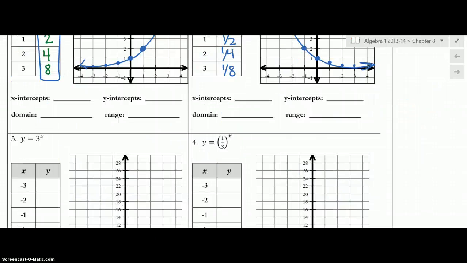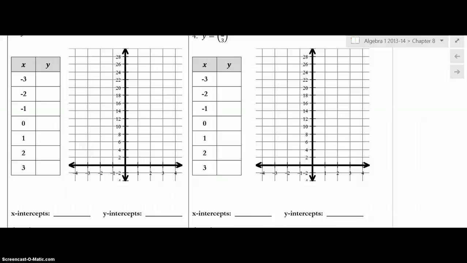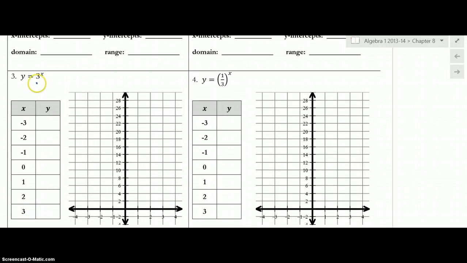The next two problems you would do the exact same way with the XY chart, only you are raising it to the power of 3. So if I plugged in a positive 3, 3 cubed is 3 times 3 times 3, which is 27, but a negative 3 would flip that. So now negative 3 would have the 27. So you can complete those tables.